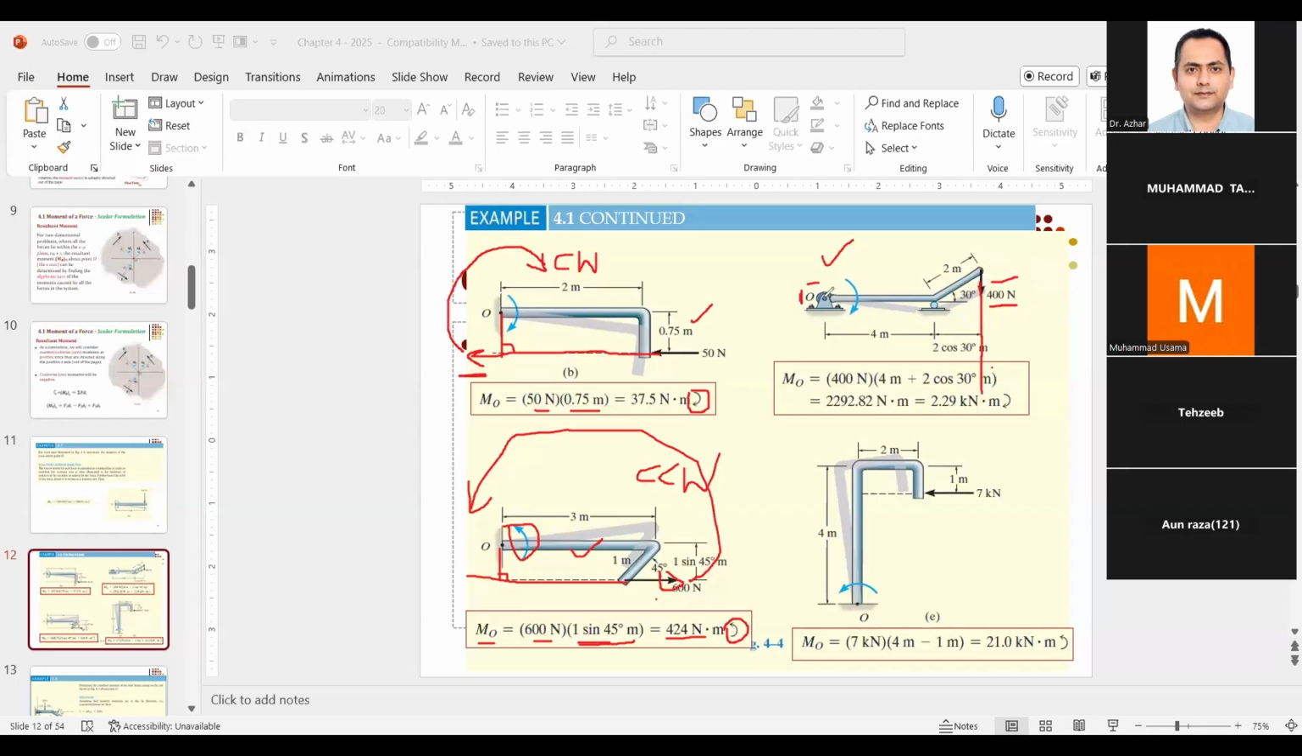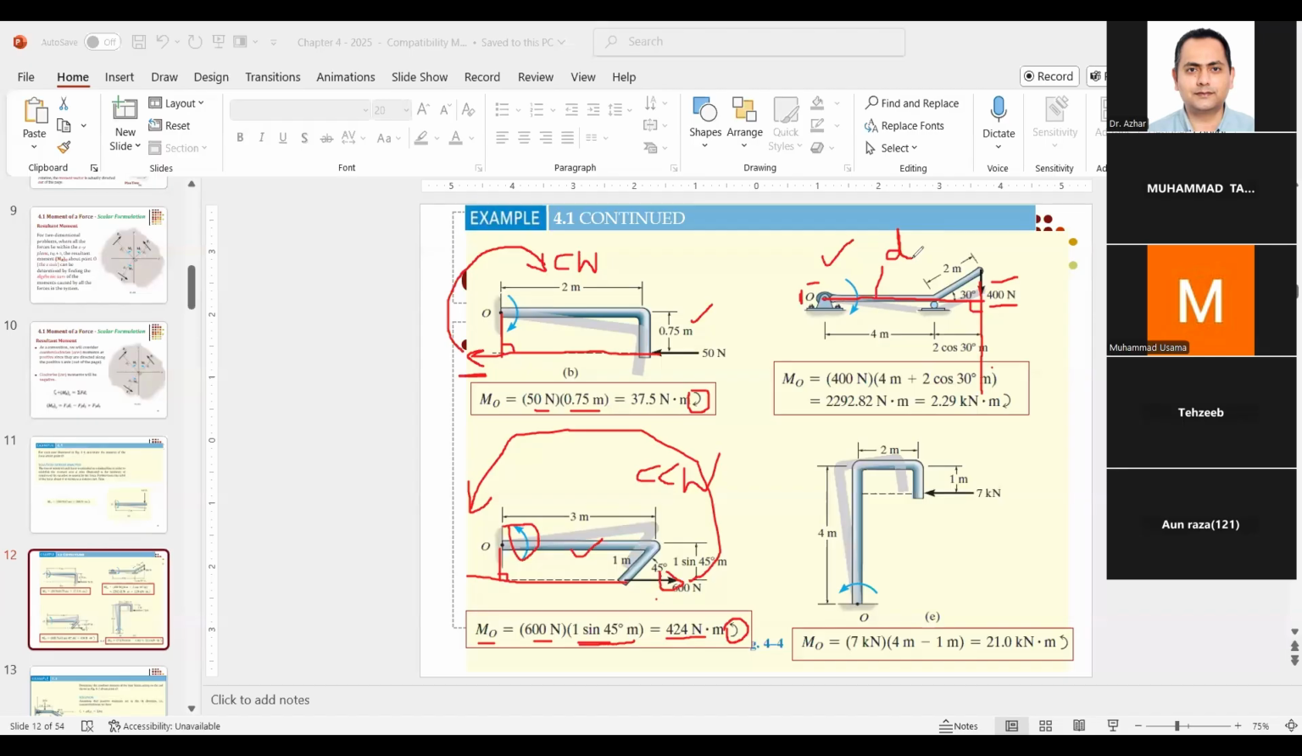And from point O, just draw a distance. This distance is at 90 degrees. So this is basically the moment arm. This is our D. So the basic principle never changes, that we need the perpendicular distance from the point about which we want to determine the moment.